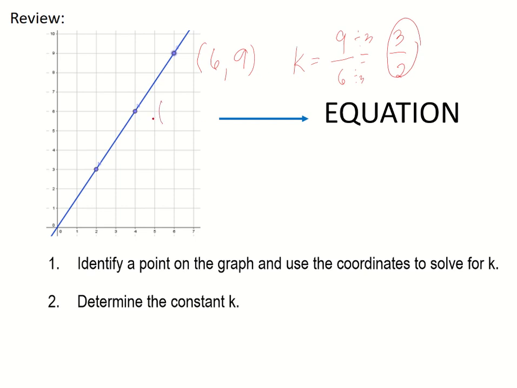Look at this. The coordinates are x is 4, and y is 6. So solving for the constant, y is 6 and x is 4. Simplifying it, both are divisible by 2. So we have 6 divided by 2 is 3, and 4 divided by 2 is 2. Notice that we arrive at the same constant. So we have now the constant equal to 3 halves.